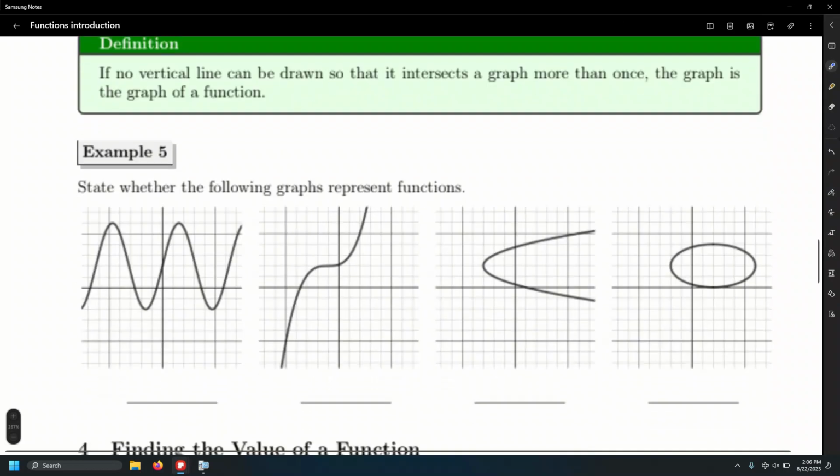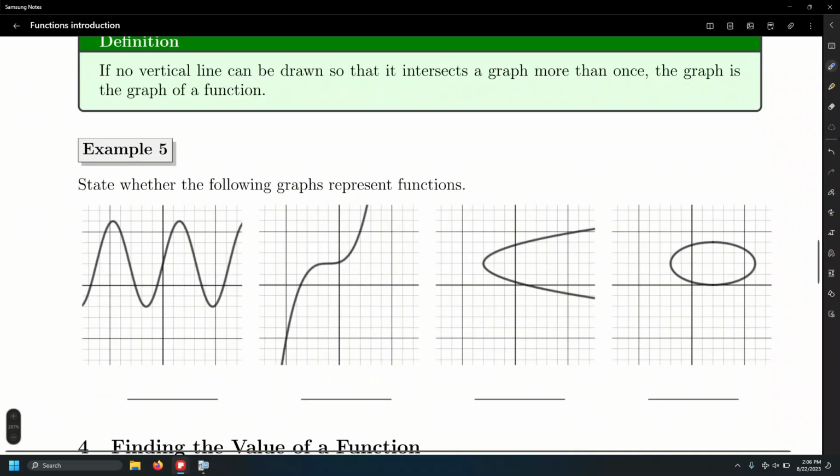So let's do this exercise. State whether the following graphs represent functions. Well, if I trace a vertical line, it's crossing only once, or at most once, right? So it is a function in this case. It doesn't matter where you trace that vertical line. Everywhere you trace it, it crosses at most once. So yes, right?